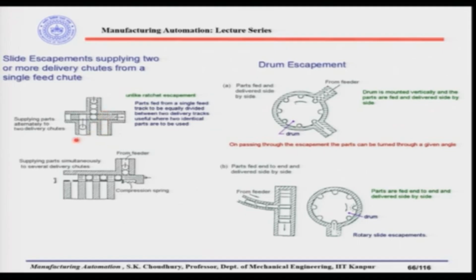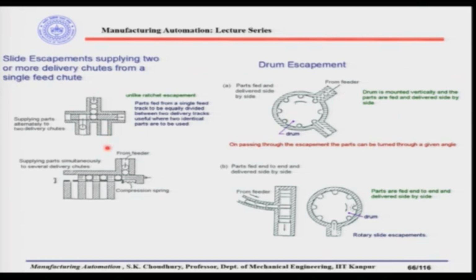How it works is quite self explanatory. This slider has 2 grooves, one here, one here. While it is going to the left, for example, the parts will be collected in groove 1 and groove 2, and then when it is going to the other side, the parts from this will come to this chute, and another part will come to the other chute.